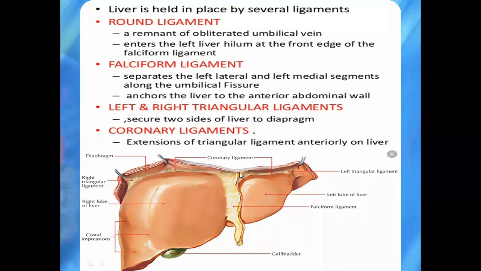This is the falciform ligament that separates the left lateral and left medial segments along the umbilical fissure and connects the liver to the inferior abdominal wall. This is the falciform ligament. Right and left triangular ligaments secure two sides of the liver to the diaphragm. This is the triangular ligament. Coronary ligament, an extension of the triangular ligament anteriorly on the liver. This is the coronary ligament.